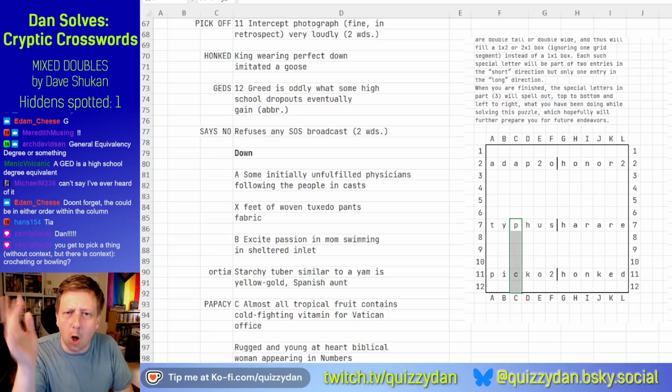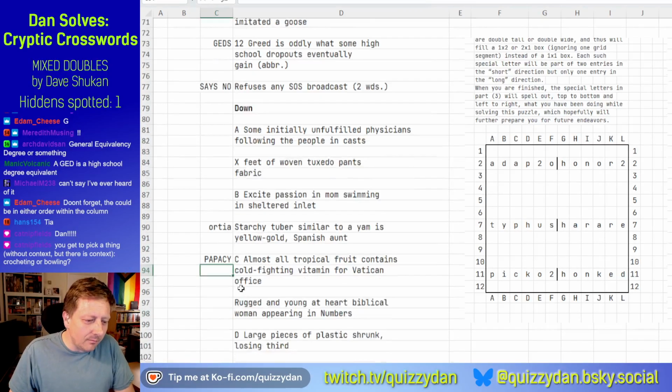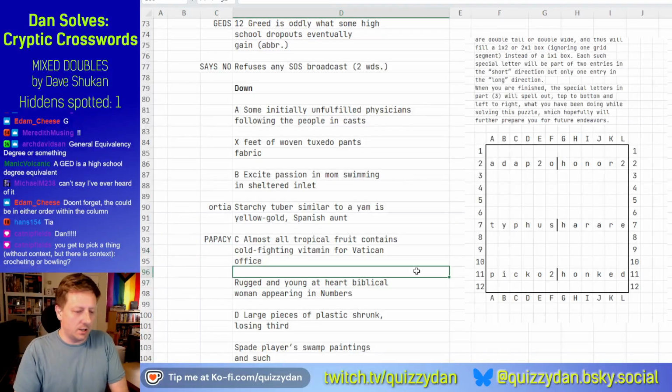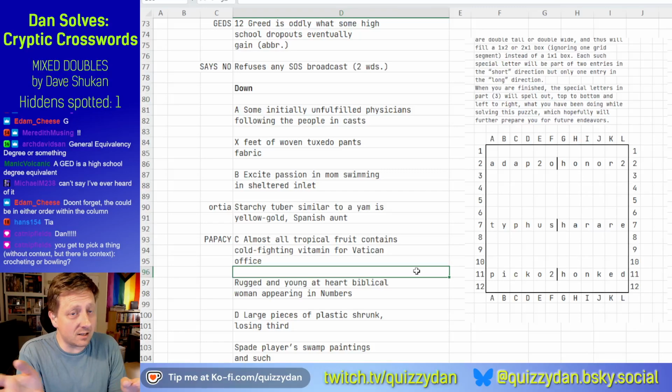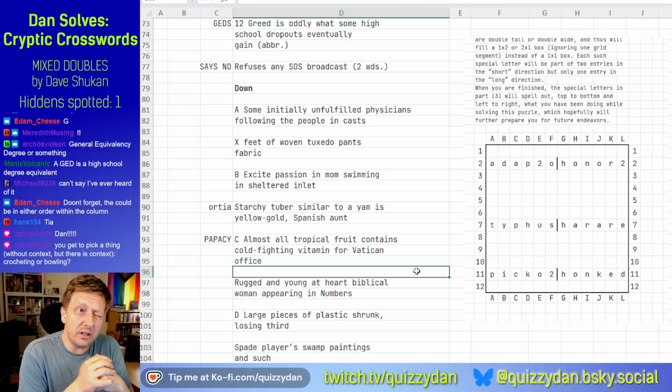Crocheting. Obviously crocheting. Always crocheting. Rugged and young at heart, biblical woman appearing in numbers. Now, it could be numbers as in anesthetics. Numbers could be N, so it could be N, and we could put a biblical woman like Ruth, is the current person who I'm thinking. Rugged and young at heart.